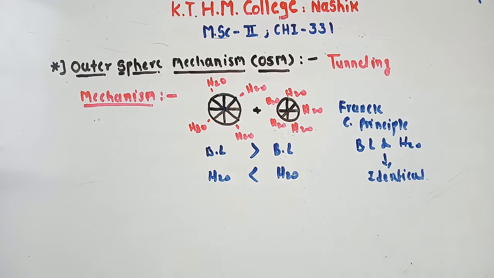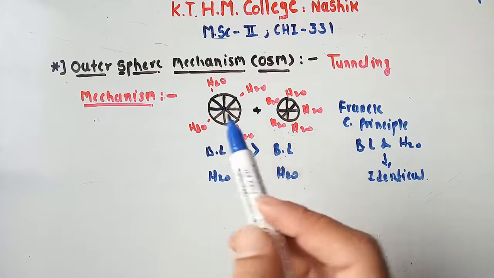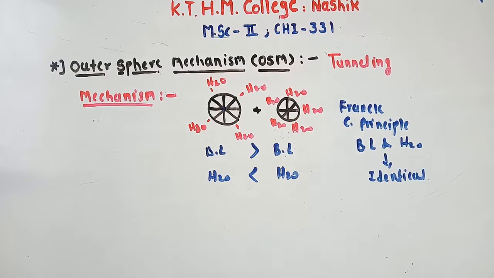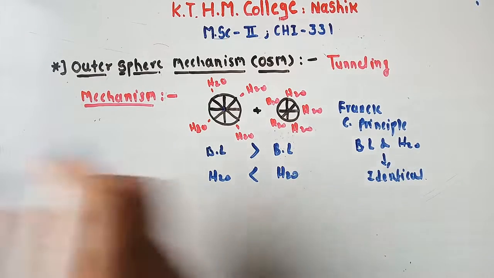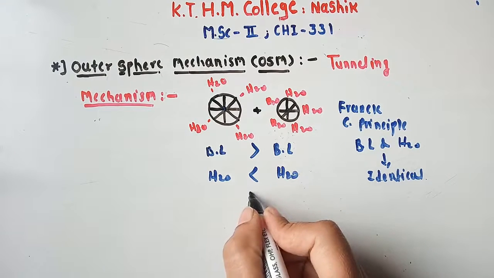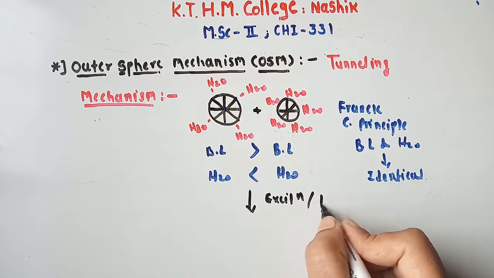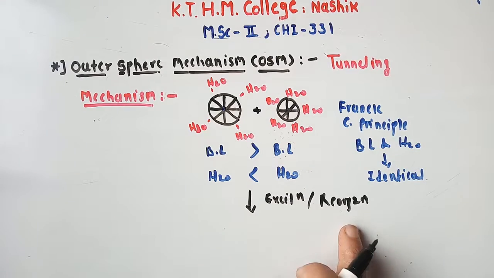Now if we have to transfer electron between these two species, obviously reorganization must take place before transfer of electron. So the next condition is excitation and reorganization. Excitation and reorganization is must.